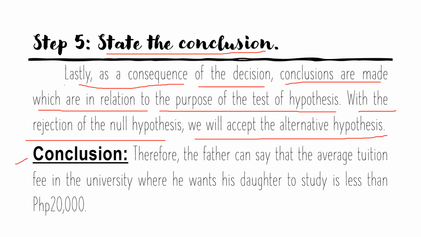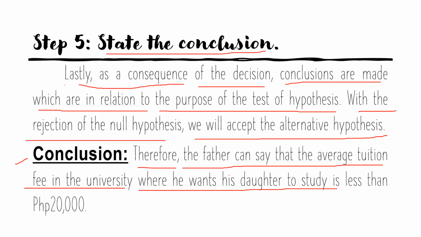So our conclusion will be, therefore, the father can say that the average tuition fee in the university where he wants his daughter to study is less than 20,000. So once we reject your null hypothesis, it's automatic that we're going to accept your alternative hypothesis. That's why our conclusion is that the average tuition fee in the university where he wants his daughter to study is less than 20,000 pesos.